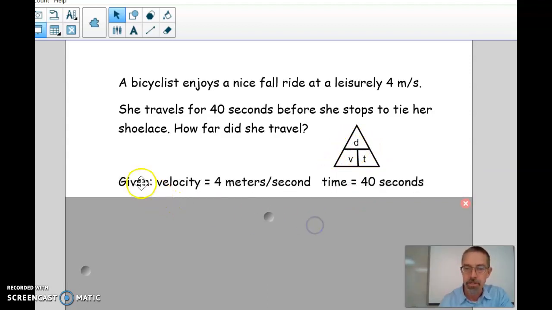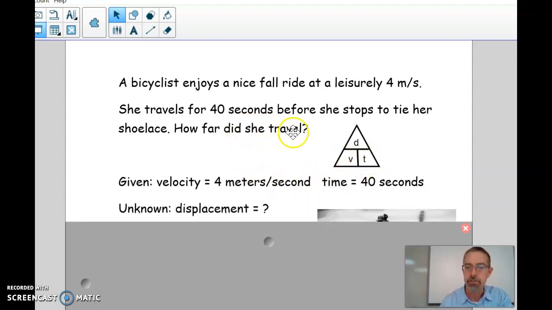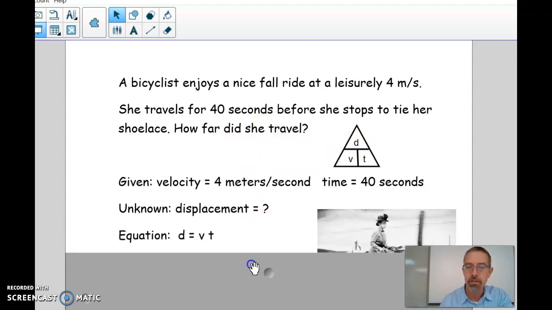So I'm going to first write down my givens. That's the G in the GUESS. I need to identify this 4 meters per second. That's a velocity. This 40 seconds, that's a time. I only have 3 options for what these numbers mean. One's a velocity, one's a time. So what is my unknown? How far did she travel? What was my displacement?